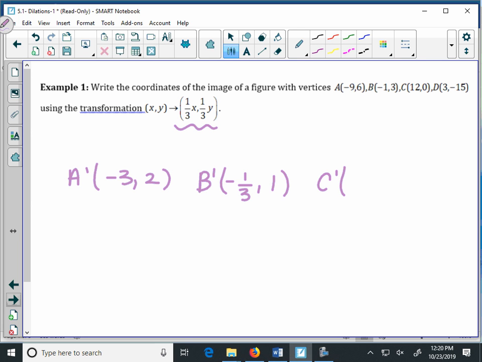What do we get for C? What do we get when we do 12 times 1/3? 4. And what's 0 times anything? And then D prime. What's 3 times 1/3? 1. And negative 15 times 1/3? Yep.